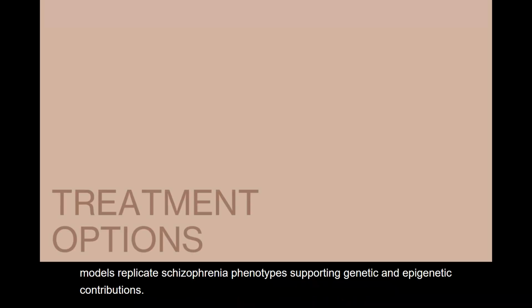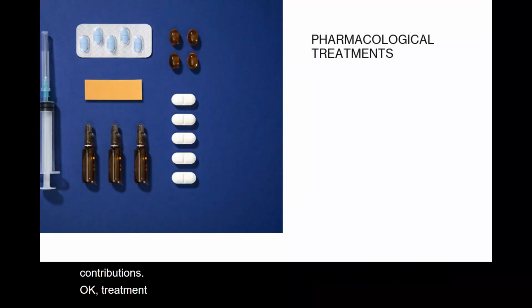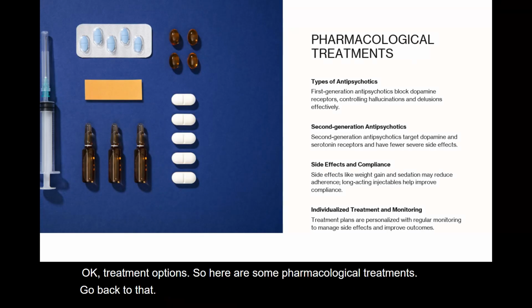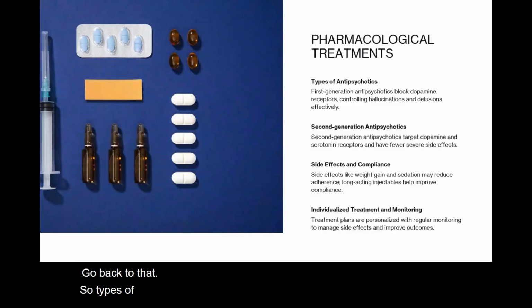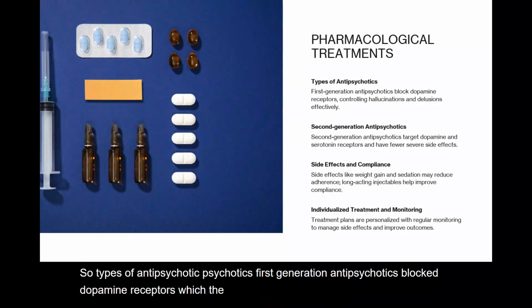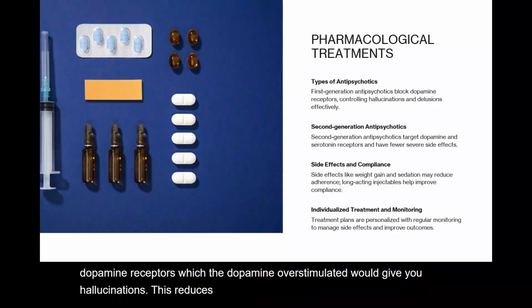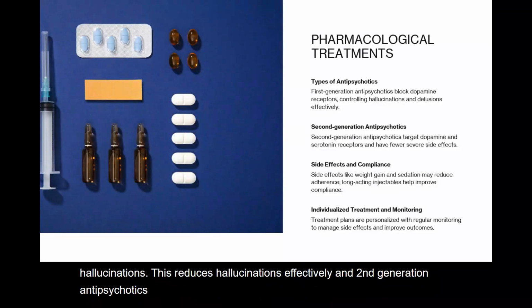Okay, treatment options. So here are some pharmacological treatments. So types of antipsychotics. First generation antipsychotics block dopamine receptors, which, with dopamine overstimulated, would give you hallucinations. This reduces hallucinations effectively. And second generation antipsychotics target dopamine and serotonin receptors and have fewer severe side effects.